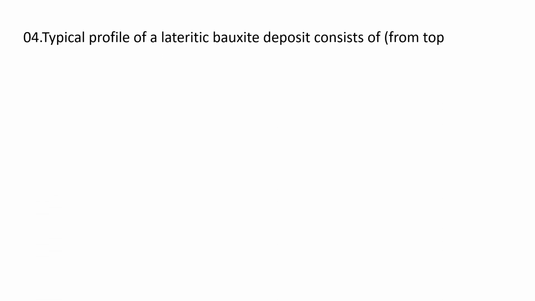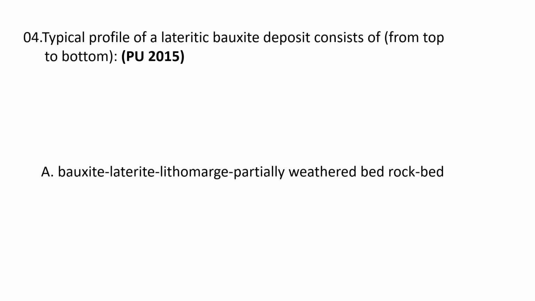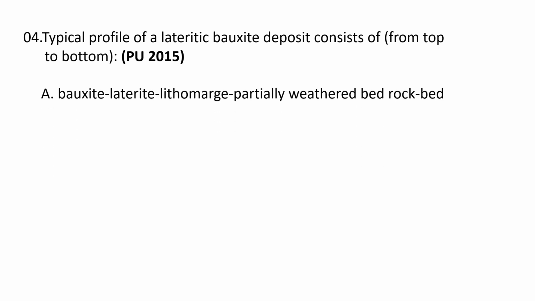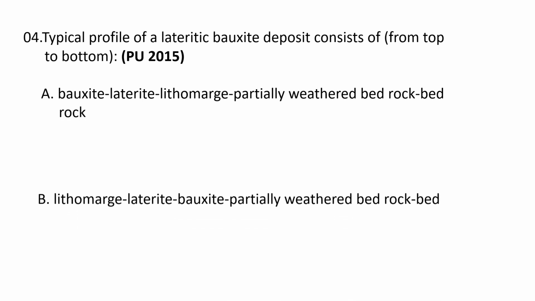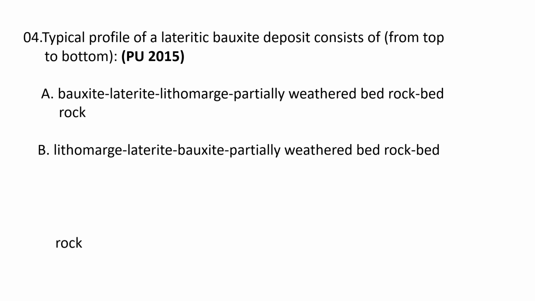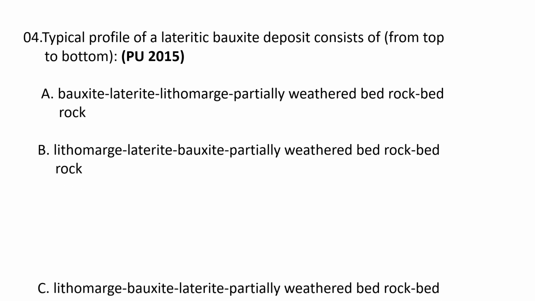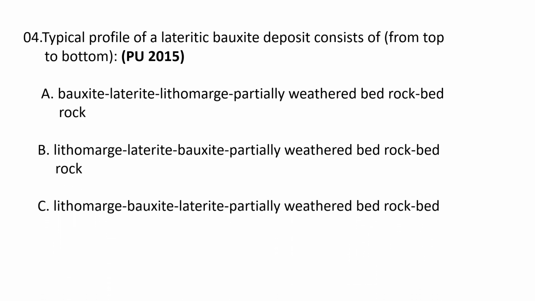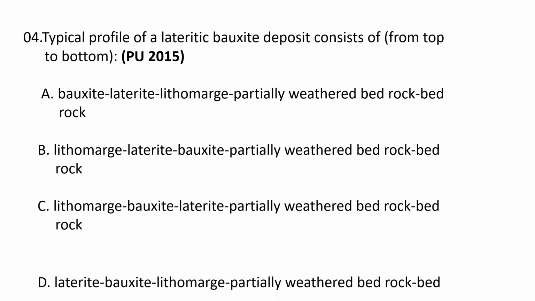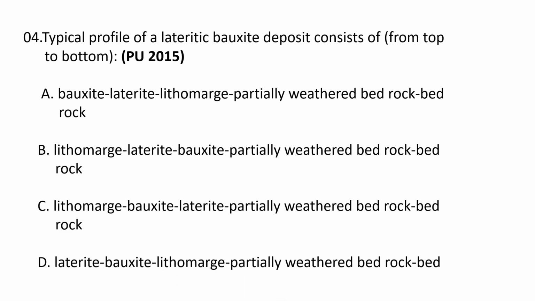Next question. Typical profile of a laterite bauxite deposit consists of, so that is from top to bottom. So what is the profile of a laterite bauxite deposit? The choices are A. Bauxite, laterite, lithomarge, partially weathered bedrock bed. B. Lithomarge, laterite, bauxite, partially weathered bedrock bed and bedrock. C. Lithomarge, bauxite, laterite, partially weathered bedrock bed and bedrock. D. Laterite, bauxite, lithomarge, partially weathered bedrock and bedrock.